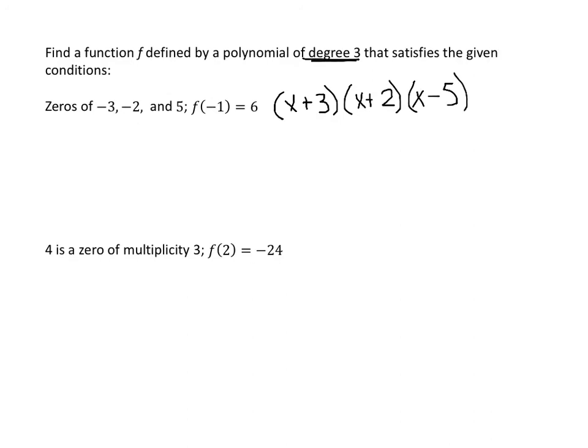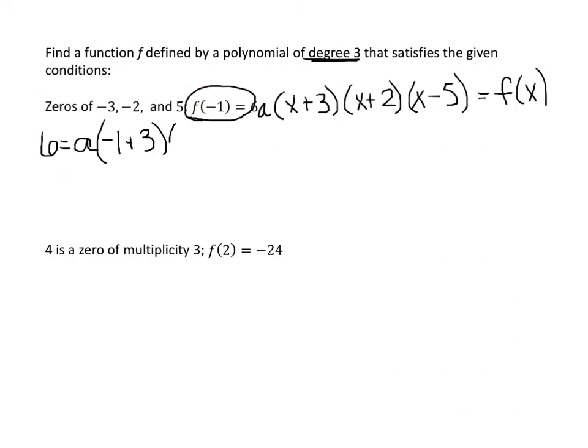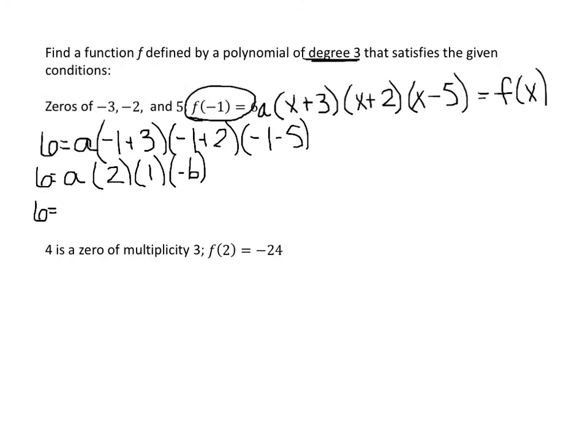That's easy enough. But we have to remember that we could have a constant sitting out here, and we need to know what that constant is. So the way we figure that out is by using this second piece of information. f of -1 is equal to 6. So instead of f of x, I will put 6. I will keep a where it is because it could be there, and in place of every single x, I will put -1. Two times 1 times -6 is -12. So a is equal to -1/2.